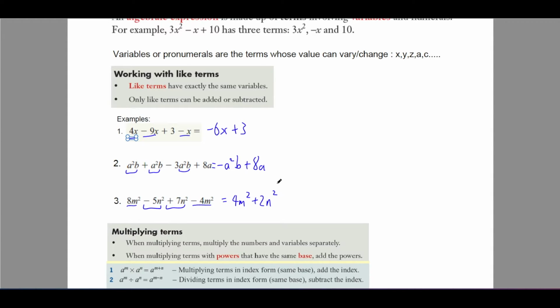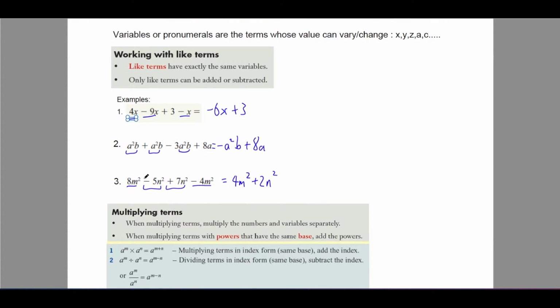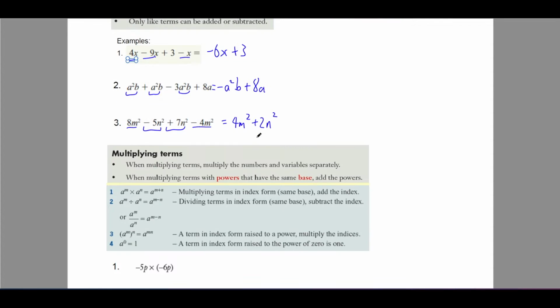So I guess the lesson to learn is that you can only put like terms together, and like terms need to have exactly the same things together. So just because this one has an a in it does not mean a and a squared b are like terms. They're unlike terms, so you cannot put them together. Right, and you probably already know this anyway.